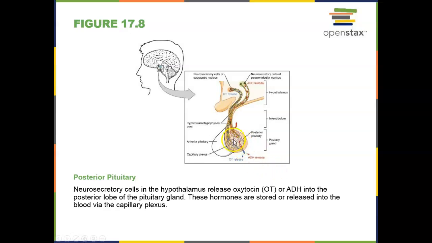The posterior pituitary does hold hormones. It doesn't produce them. It holds hormones produced by the hypothalamus. The two hormones that the hypothalamus produces and stores in the posterior pituitary are oxytocin and antidiuretic hormone. And so this is typically thought of as the neural hypophysis, because the hypophysis is the pituitary, but the neuro means that it is nervous system tissue.